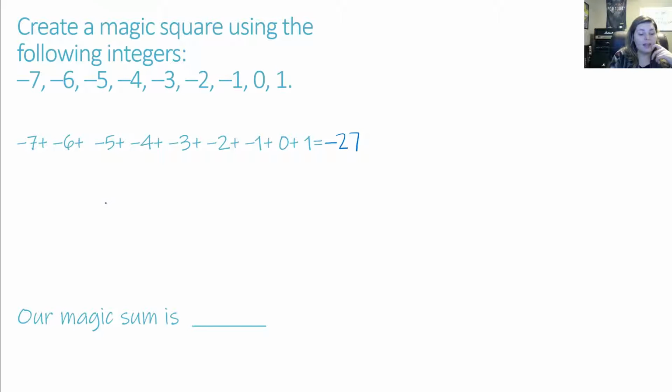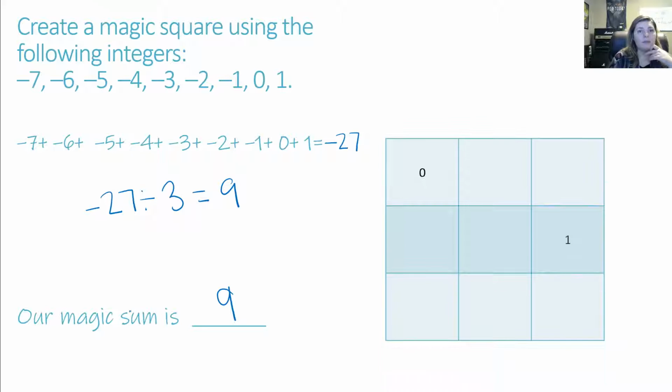And then we can say -27 divided by 3 is -9. So it's safe to say this works, so let's go with that one. We can say that our magic sum is -9. So let's keep that rule in mind. I like to start in the middle. Whenever we got this equation, we did get the numbers here, 0 and 1.